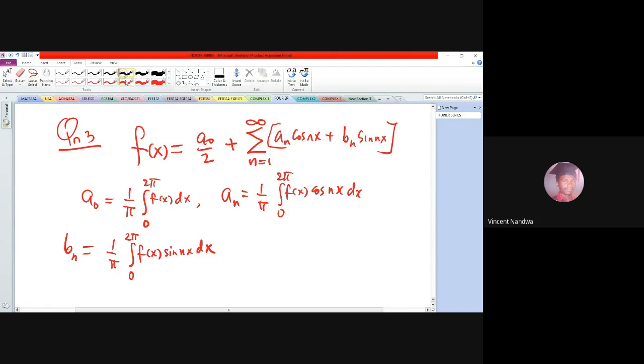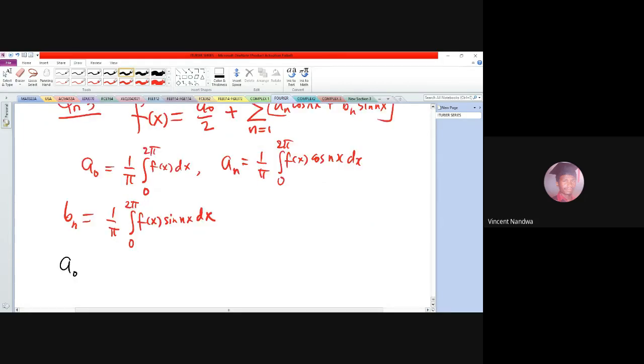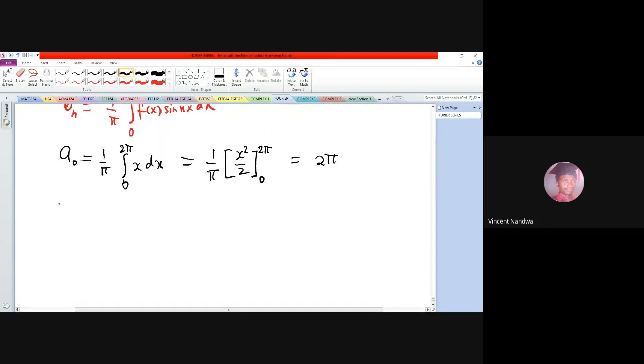So then a naught would be 1 over pi, integral 0 to 2 pi. The function is x, then dx. So this will give us 1 over pi, x squared over 2, from 0 to 2 pi. So this will give us 2 pi.